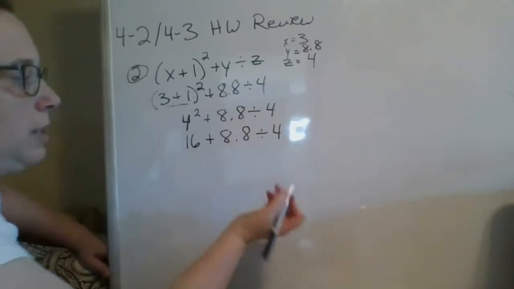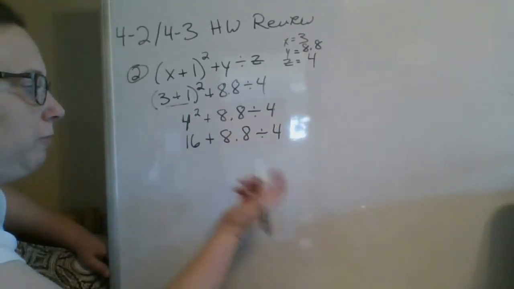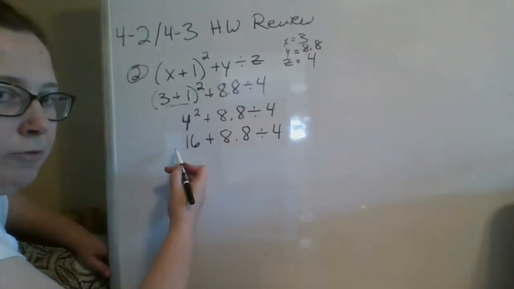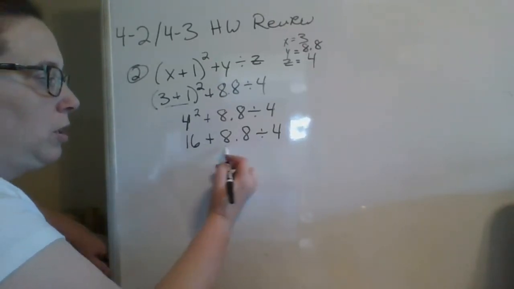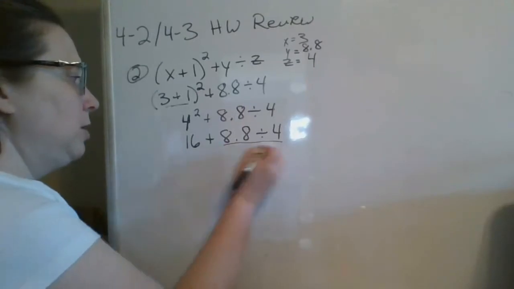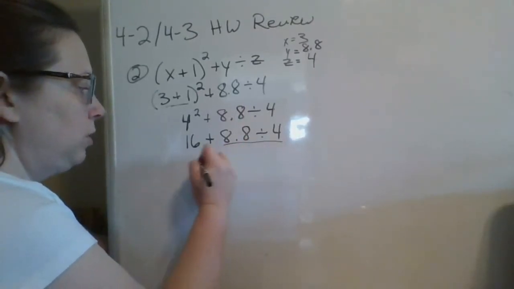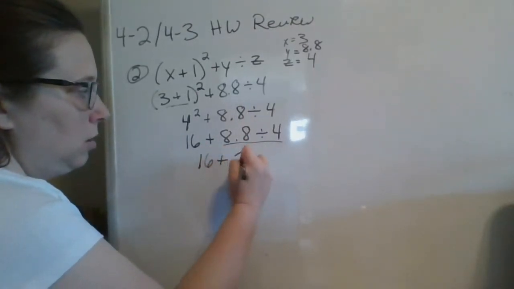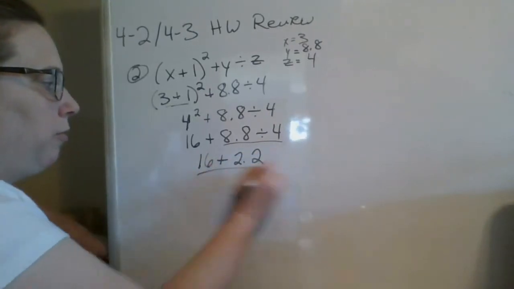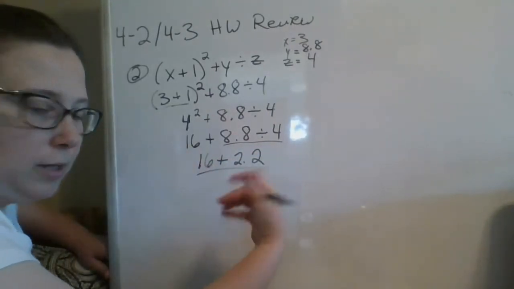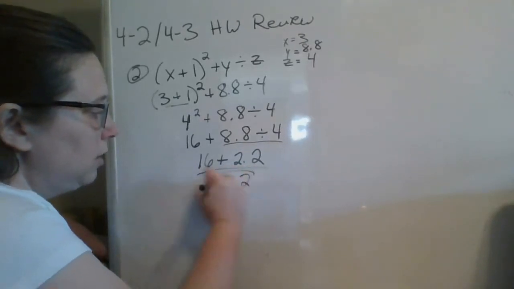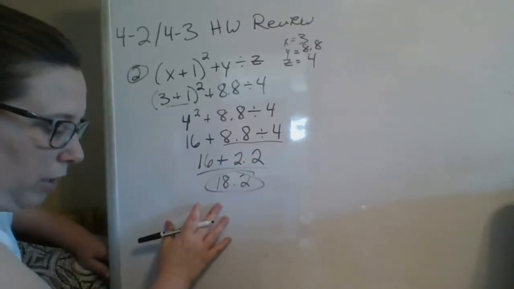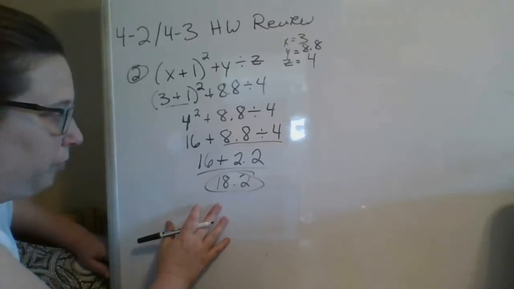Order of operations next says you're going to multiply and divide left to right. So we're going to start on the left and go until we find multiplication or division. So this is what we're doing next, which would be 2 and 2/10. Finally, we are going to add 16 plus 2 and 2/10, and we get 18 and 2/10 for our answer to number 2.